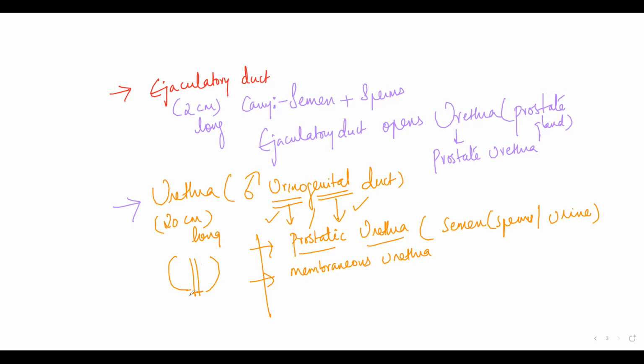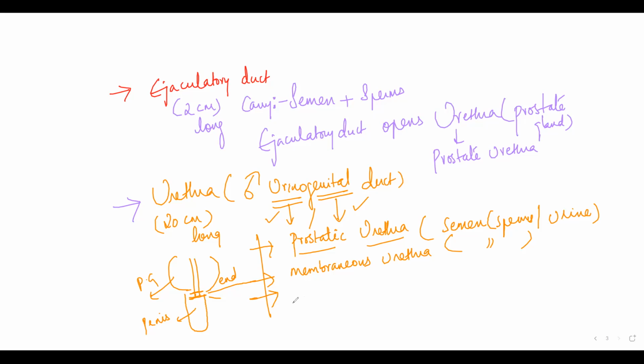So for example, if this is the penis, this portion is going to be the membranous urethra, in between the prostate gland and the penis. So that is going to be the membranous urethra. This is just present between the end of the prostate gland and the beginning of the penile area. This is also going to carry the same thing, okay?